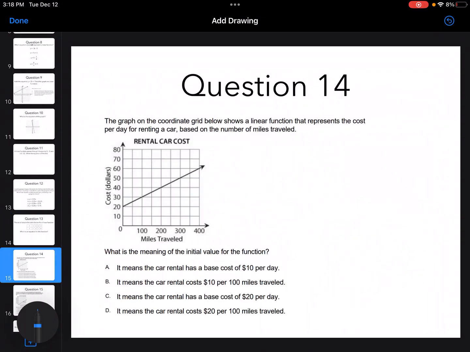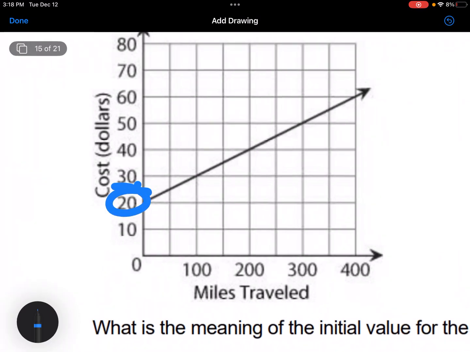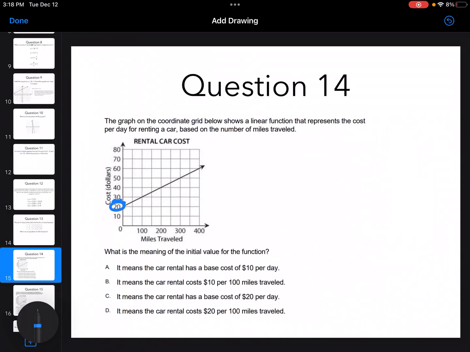Based on the graph, they want to know what is the meaning of the initial value. So they're talking about this 20. What is the meaning of that? So the graph on the coordinate plane represents the cost per day for renting a car based on the number of miles traveled. So the meaning of the initial value.